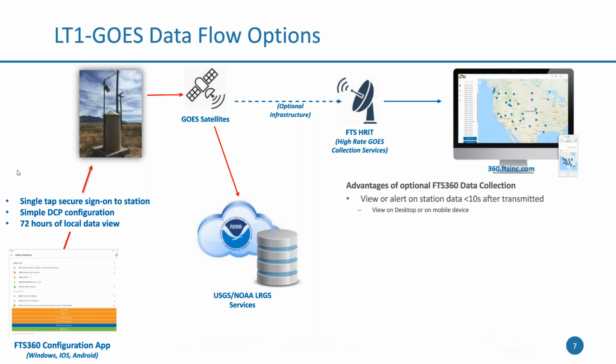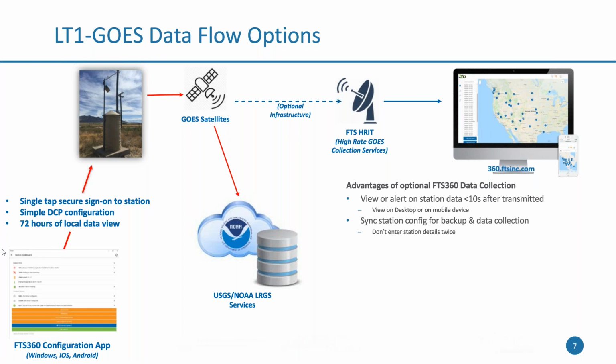FTS collects that data through a high rate information transfer satellite dish, so an HRIT. That means that you can view or actually alert on your station data roughly 10 seconds after it's transmitted. Depending on how many data points you're transmitting, that can be faster, or in some cases, I'll show you a station later with a number of fields that's a couple seconds slower than that. But on average, it's about 10 seconds until you can view your data in our desktop, and you can view that on your desktop or on a mobile device.